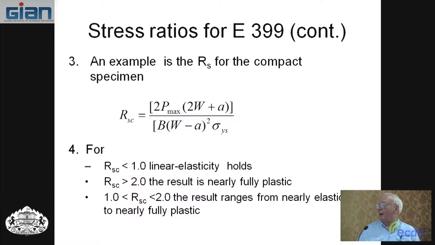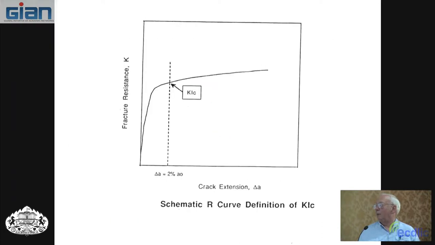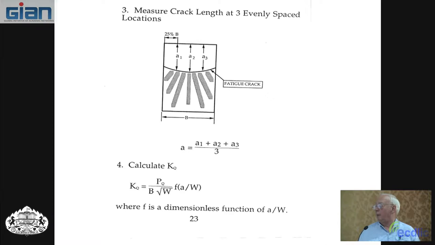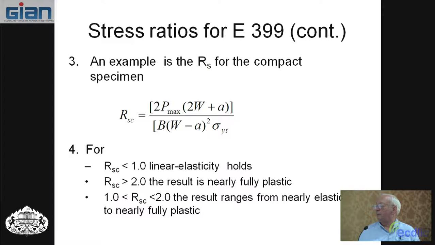And that automatically gives you mechanics and materials stress at the crack tip divided by the yield strength here. For the stress ratio, you use Pmax. For K1C, of course, you use the PQ for K1C. But for this, you use Pmax.